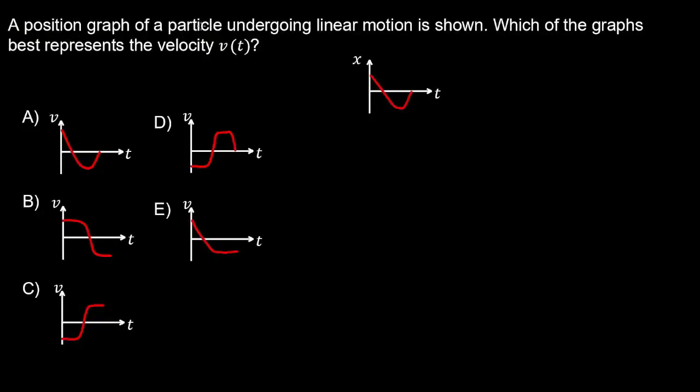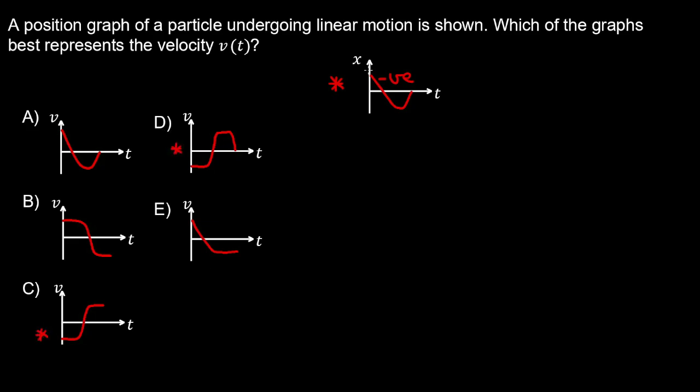A position graph of a particle that's undergoing linear motion is shown. Which of the graphs best represents the velocity as a function of time? Well, here we see that the slope of the tangent to the curve is negative initially. So therefore the initial velocity is negative. So therefore the answer is either C or D.